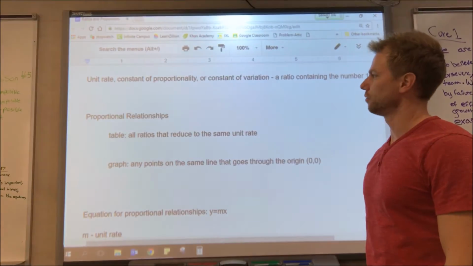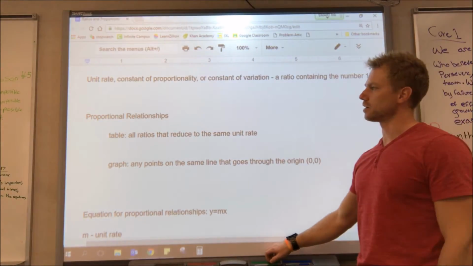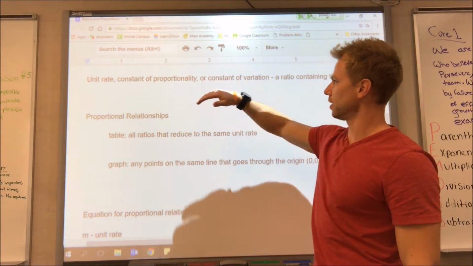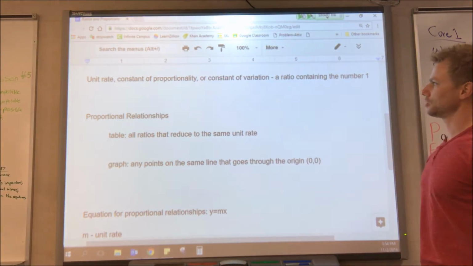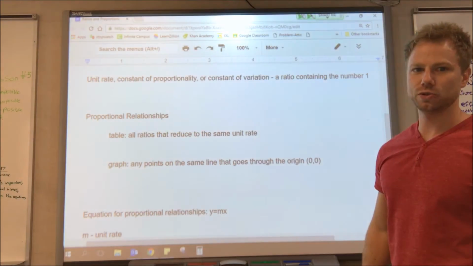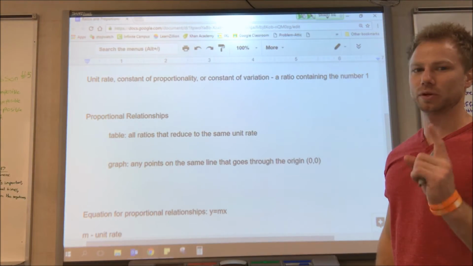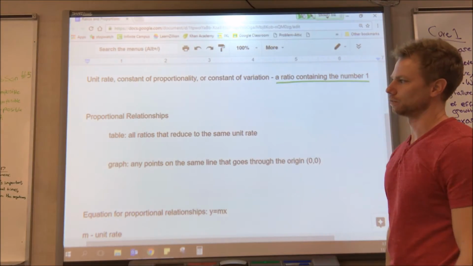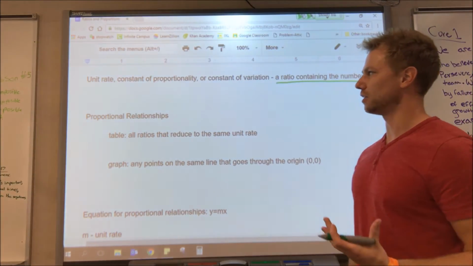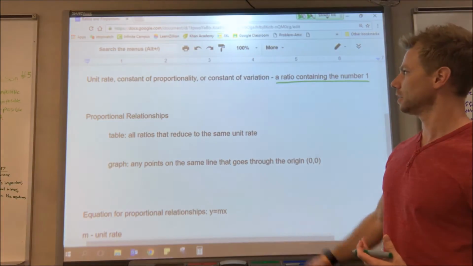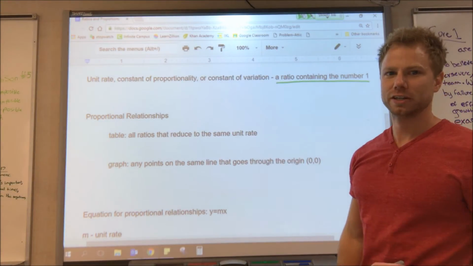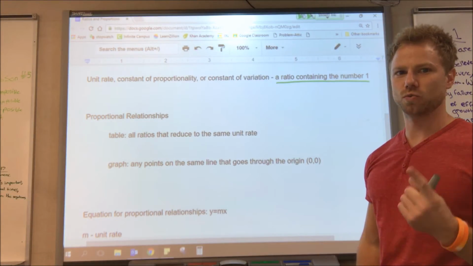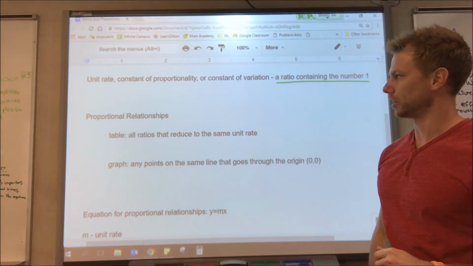Okay? A few vocab words that we should be aware of and familiar with. We have unit rate, constant of proportionality, and constant of variation. Those are all referring to a ratio that has the number 1 in it. A ratio containing the number 1. So whenever a problem says find the unit rate or the constant of proportionality or the constant of variation, you're trying to find a ratio and reduce it so that there is the number 1 in the ratio.